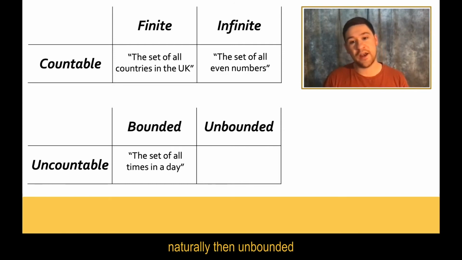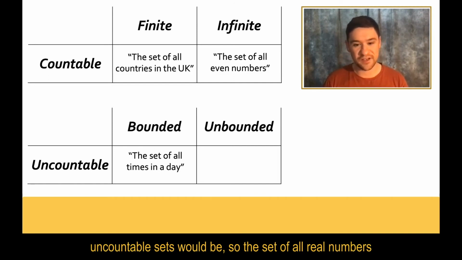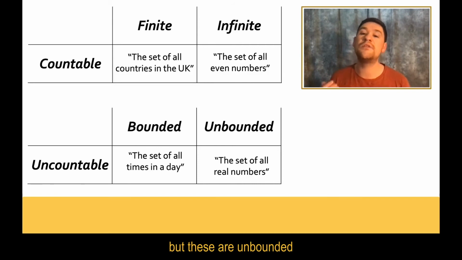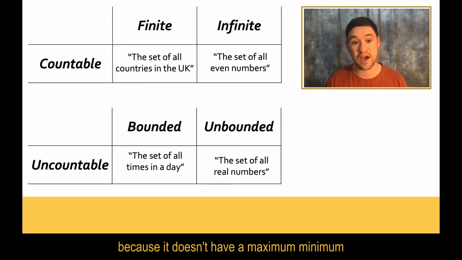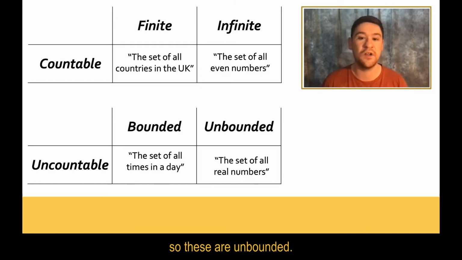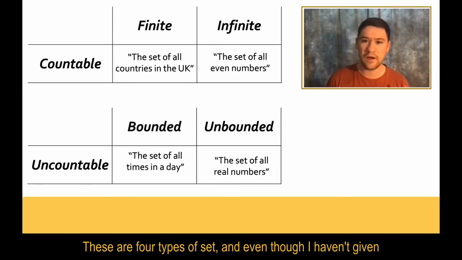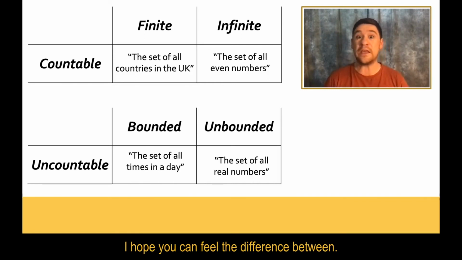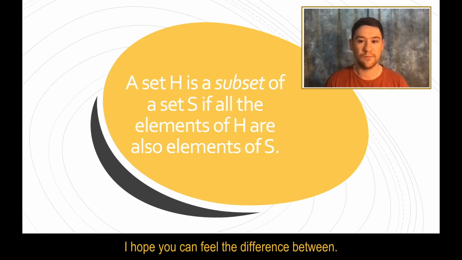And then quite naturally, unbounded uncountable sets would be, for example, the set of all real numbers. Again, you can't just list all these numbers off like we could with the even numbers, but these are unbounded because they don't have a maximum or minimum. The maximum, these sets go off to infinity, and the minimum, they go off to minus infinity. So these are the 4 types of sets, and even though I haven't given you a precise definition of countable and uncountable, I hope you can feel the difference between them.